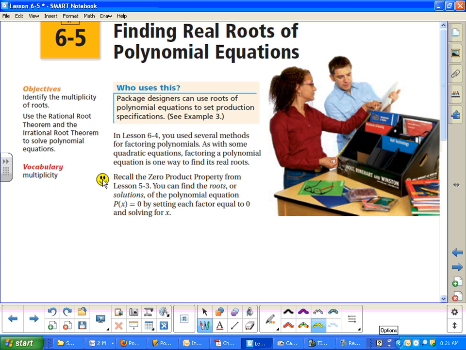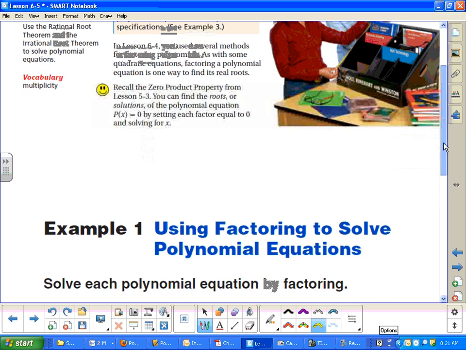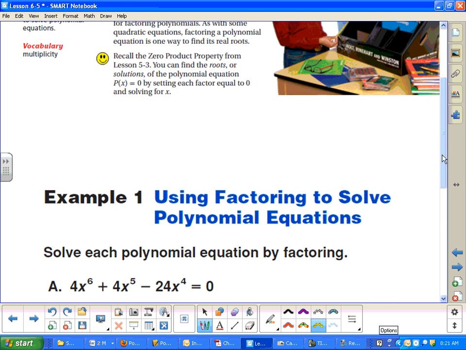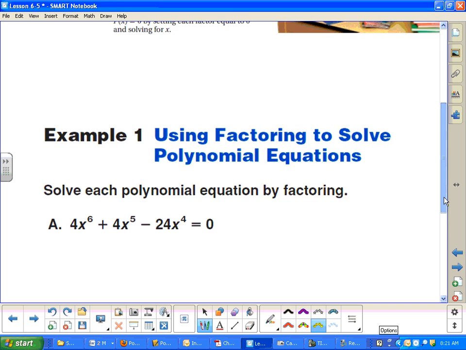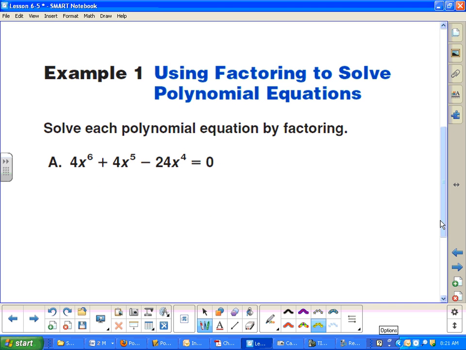yesterday. You can find the roots or solutions of a polynomial equation, p of x equals 0, by setting each factor equal to 0 and solving for x. And we went back over and reviewed yesterday with finding zeros. And so today we're going to continue to do that, but instead of using the zeros to write it in factored form, we're going to find the zeros. So we're going to use factoring to solve polynomial equations.